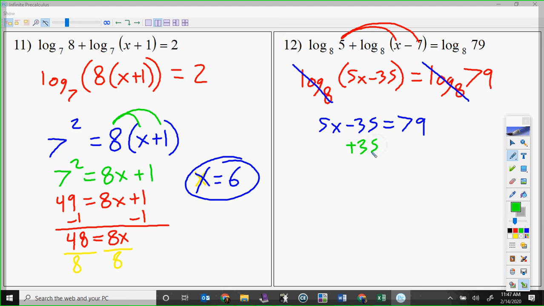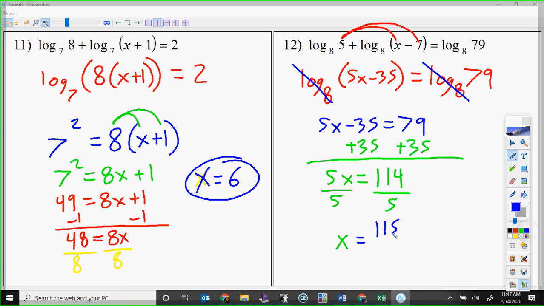Add 35. Alright, let's see here. 79 plus 35, 70 plus 30 is 100, so I get 114. And I get x equals 114 over 5.